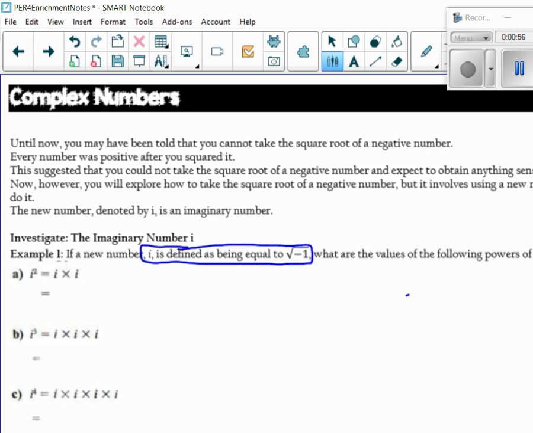So for instance, i squared is the same thing as i times i. You see that? So then what is that actually equal to? Well, that would be the square root of negative 1 times the square root of negative 1, right?